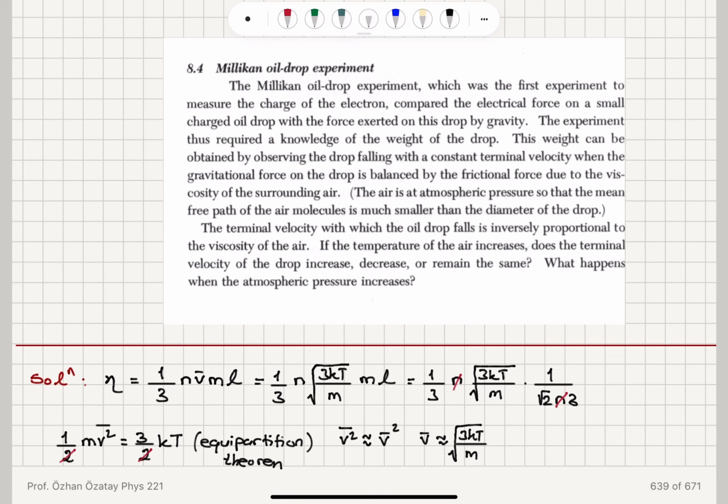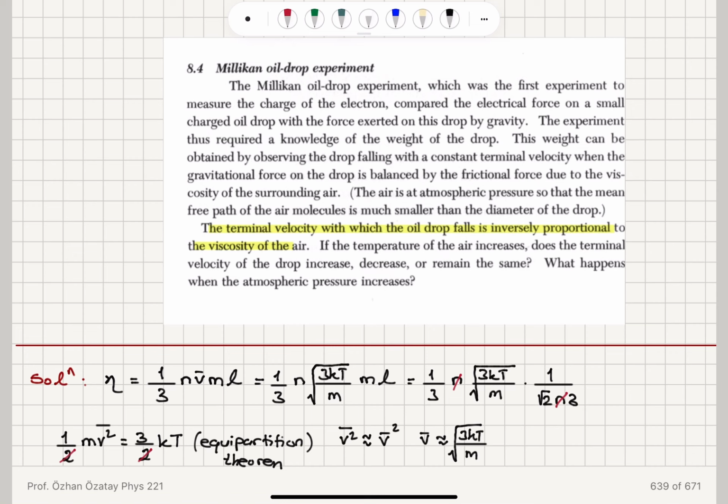We have utilized this information that the terminal velocity with which the oil drop falls is inversely proportional to the viscosity of the air. Now, the viscosity of the air molecules is, according to elementary kinetic theory, 1 over 3 n, number density, capital N over V, times V bar, the mean speed per molecule, times the mass of one molecule, multiplied by the mean free path. And for V bar, we use this approximation using the equipartition theorem, 1/2 m v square bar is 3 over 2 kT.